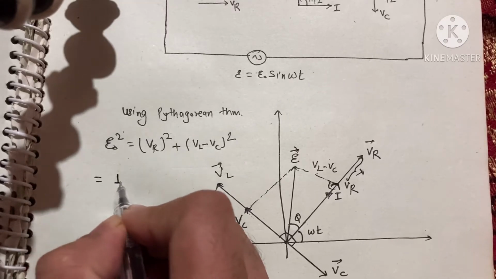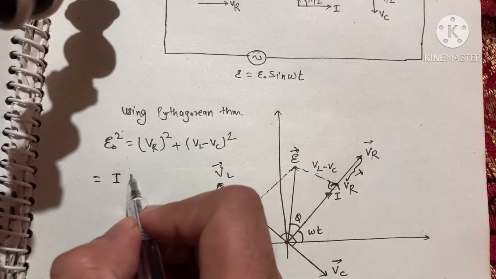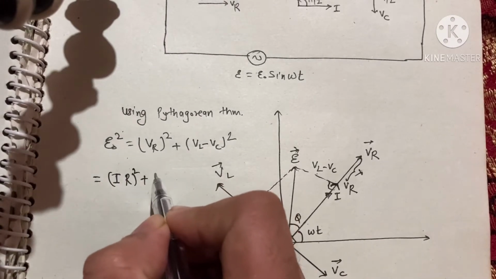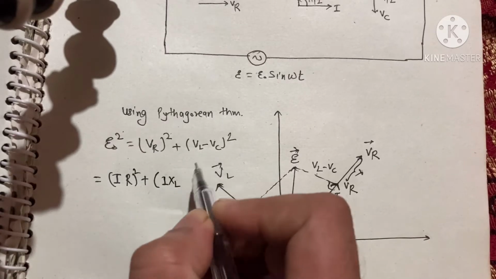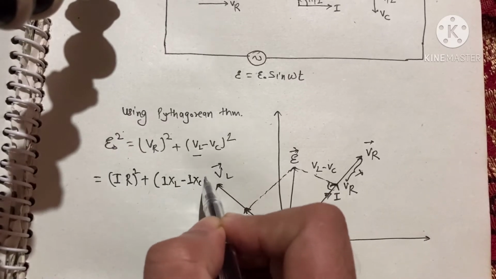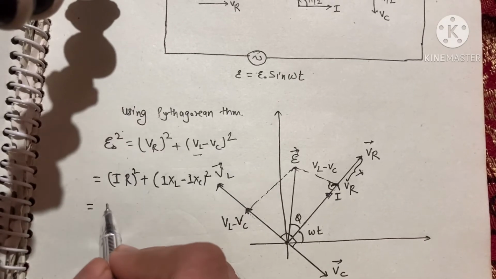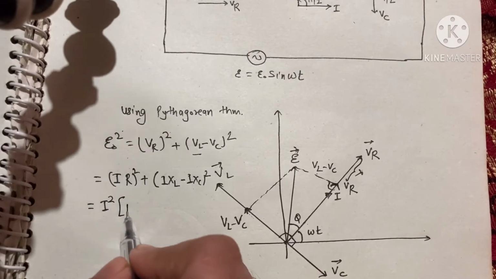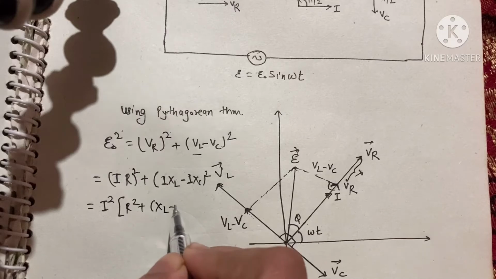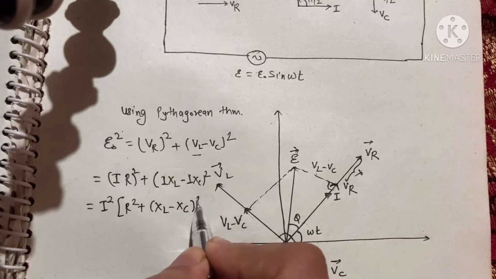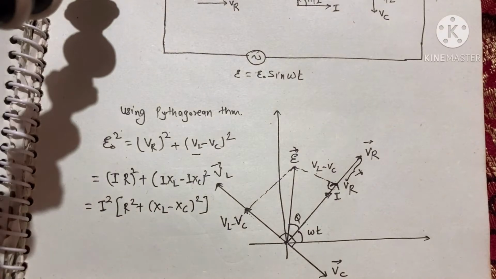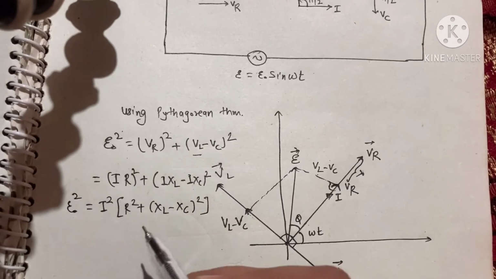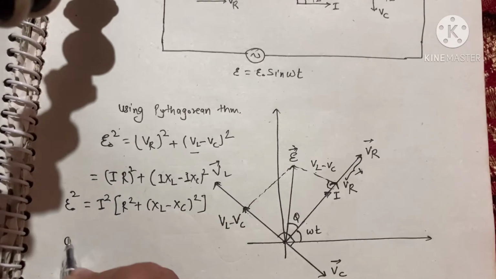This is I, the current, which is common and the same for all components: (IR) whole squared plus, in brackets, (IXL, that is VL, minus IXC) the whole squared. Here I is common, so I squared will be common, and you will get R squared plus (XL minus XC) the whole squared, bracket closed. This is your EMF squared.